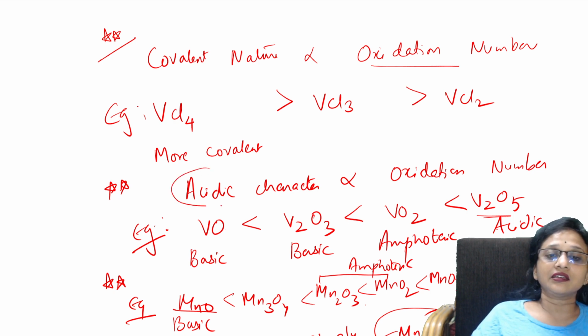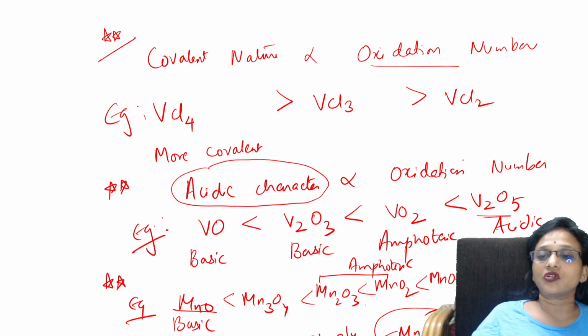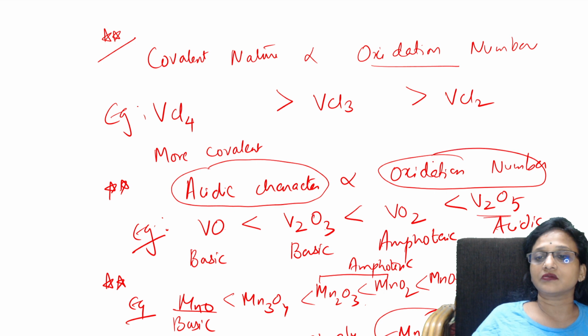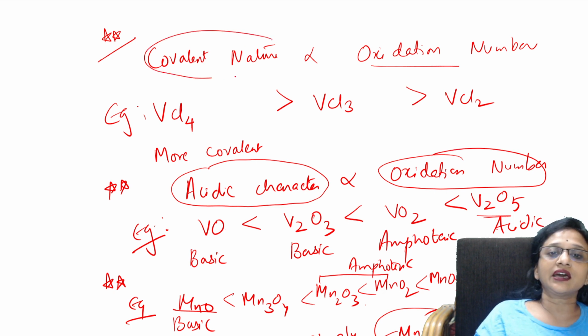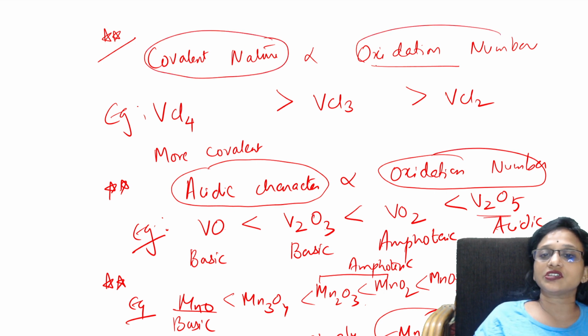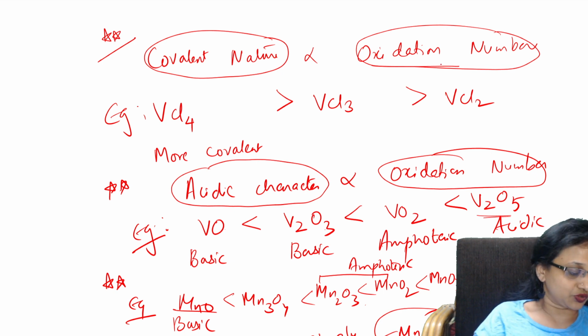Acidic character is directly proportional to the oxidation number. Point number 1. Covalent character is directly proportional to the oxidation number. Point number 2. Done, students? Easy? Remember. Next characteristic property is complex formation of d and f block.